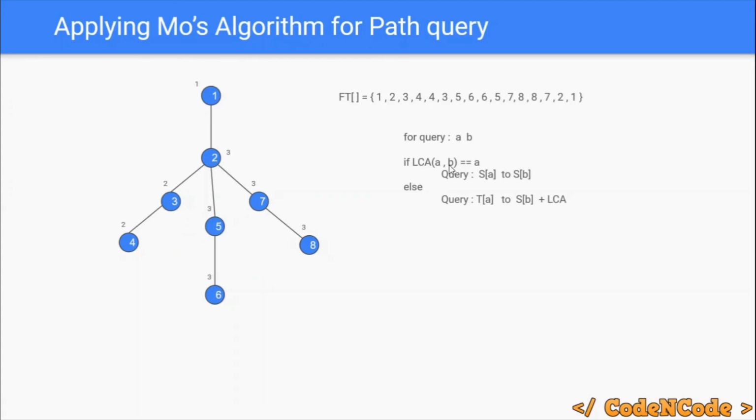So if LCA of A and B is equal to A, which means we are talking about the first kind of query, then the query would be starting time of A to starting time of B. Otherwise, this is the second kind of query, in which we will go from terminating time of A to starting time of B, plus LCA, because LCA would not be there in this range from L to R. Plus LCA means we have to add the solution of LCA separately. So this is how Mo's algorithm on path would look. Next, I'll be taking an example problem so that things will get clear.